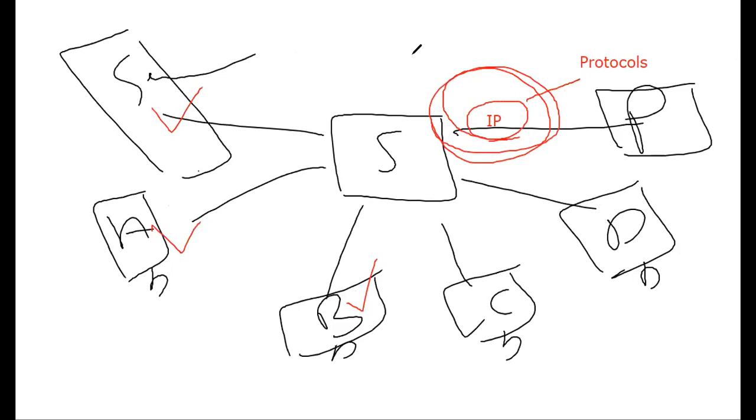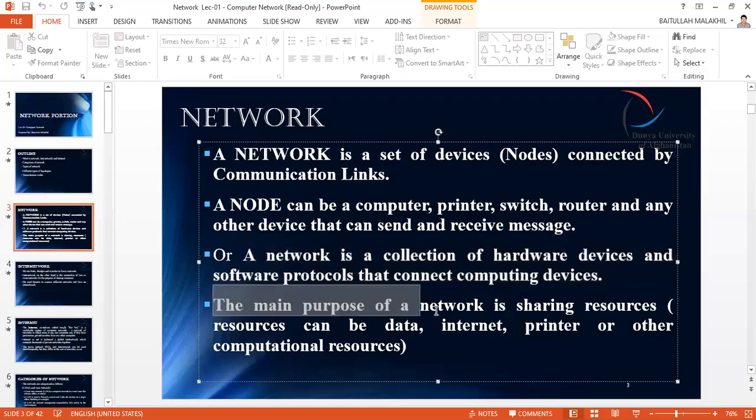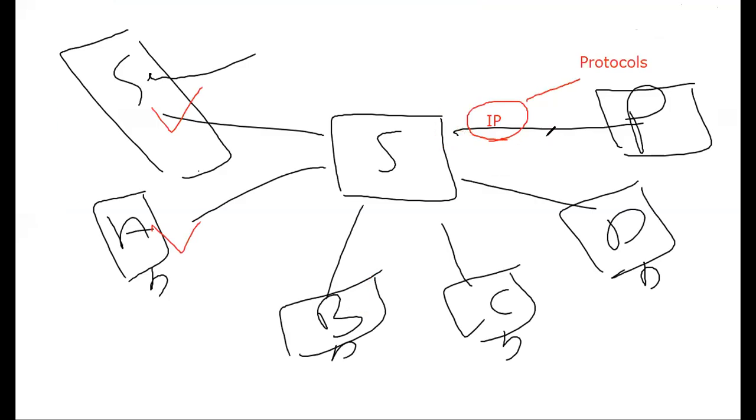Now, going back to the slide, what is the purpose of a network? Why do we have networks? Why do we connect devices? The main purpose of a network is sharing resources. We are creating networks to share resources. Now, what is a resource? I will write over here. The main purpose of a network is sharing resources.